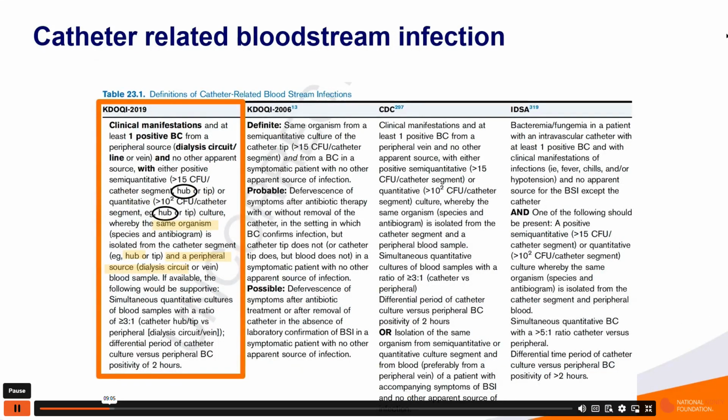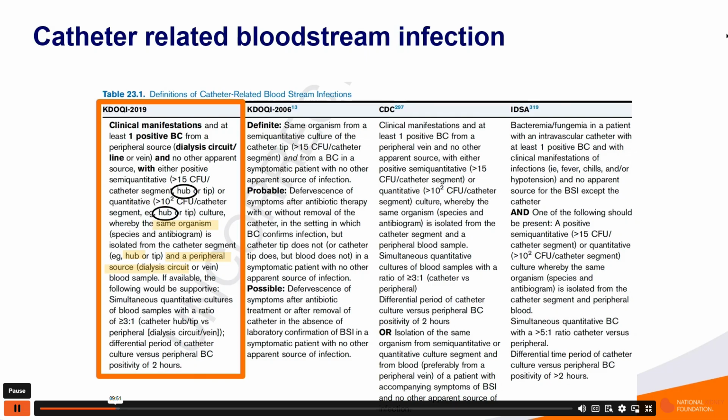So how do we define it? So this figure is from the KDOQI guidelines. And you can see next to it are the prior guideline definitions, the CDC and the IDSA. And I actually really like the updated KDOQI guidelines definition because it incorporates the CDC and the IDSA definitions, but it's actually quite simple. So to define catheter-related bloodstream infection, you have to have a clinical manifestation. So as you know, your fever, your hemodynamic instability, so on and so forth. And you need to have a positive blood culture from a peripheral site. So typically we used to think of a peripheral site as the peripheral vein, but now we can actually use the dialysis circuit as the peripheral site. So you need to have a peripheral site and a segment from the catheter.